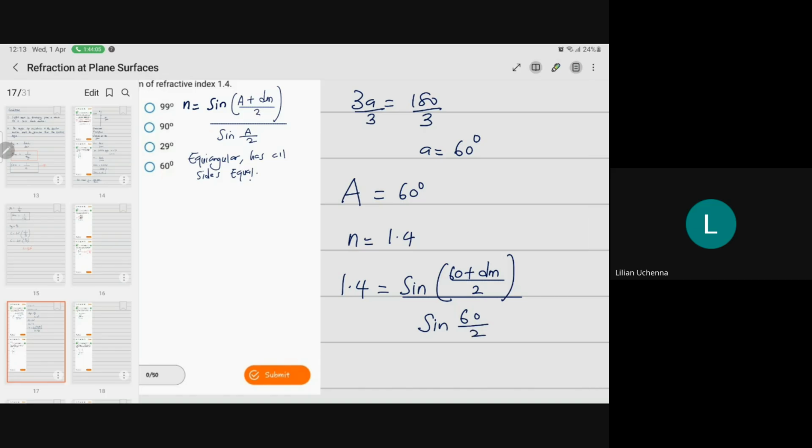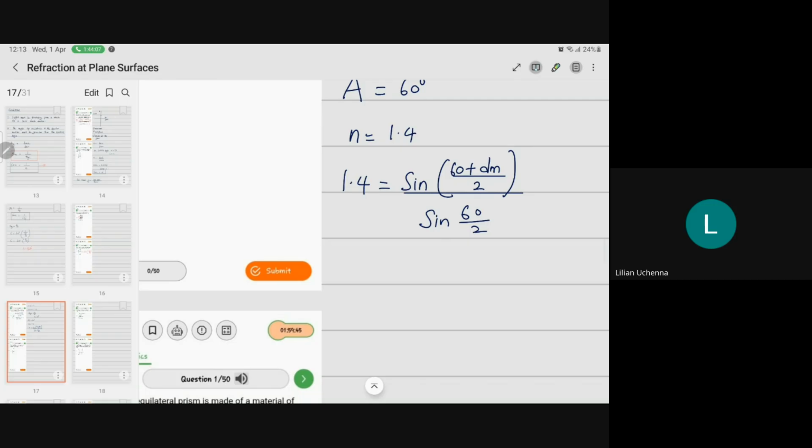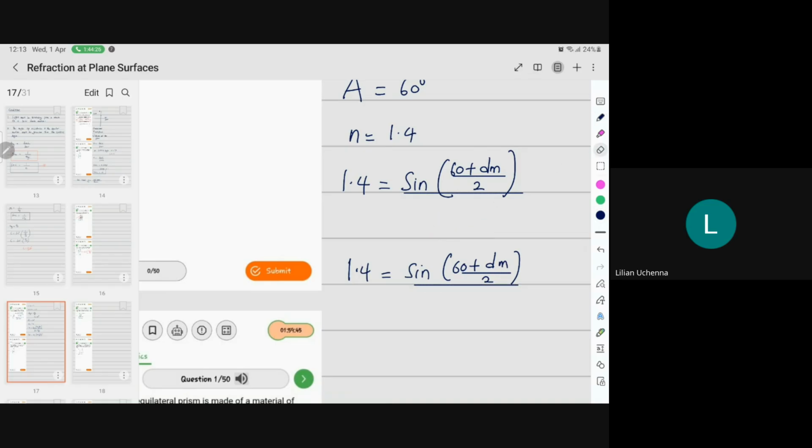So now, what's the next step I'm going to take? I have that here 1.4 is equal to what? I have sine right here. So for that sine, we have 60 again plus the angle of deviation divided by 2, we close brackets. This will give me what? All over, this is 30. Let me reduce what I have here now. This is sine 30. Sine 30 is 0.5, isn't it?